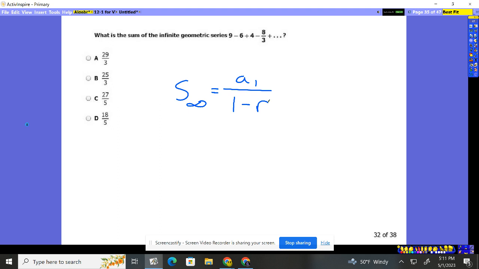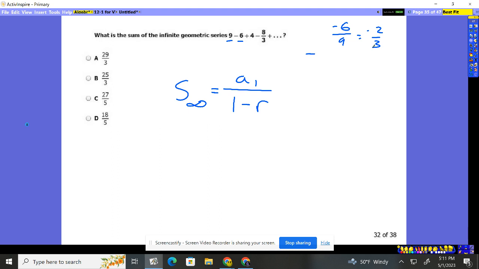Notice it's going from positive 9 to negative 6 to positive to negative. So we know we're multiplying by a negative something, and it's going to be a fraction here. How do we figure it out? Well, if you just take the second term, negative 6, divided by the first term, 9, that's simply negative 2/3. You're basically multiplying each previous term by negative 2/3 to get the next term, which makes sense.